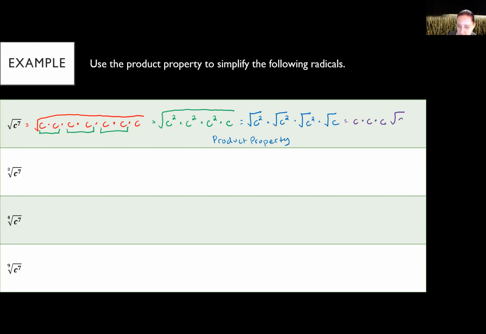And then we have the square root of c that we can't cancel because that exponent 1 is smaller than the index, which is 2. So that's partly simplified, but we could cancel out the exponents of 2 with our square root. And we end up with 3 c's multiplied together and then a square root of c. So this then gives us our final answer, which is c cubed times the square root of c.